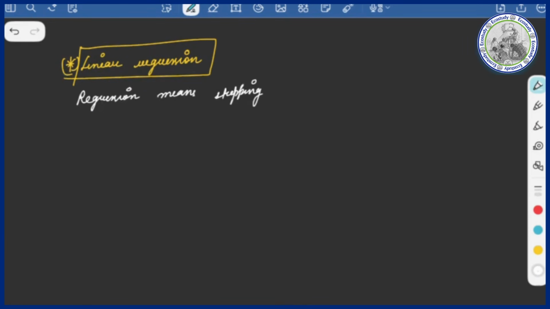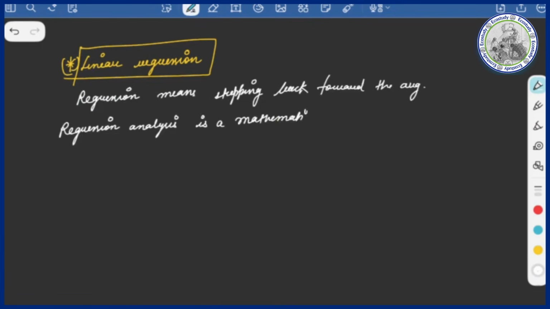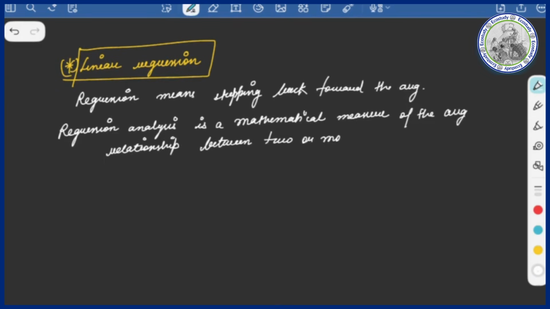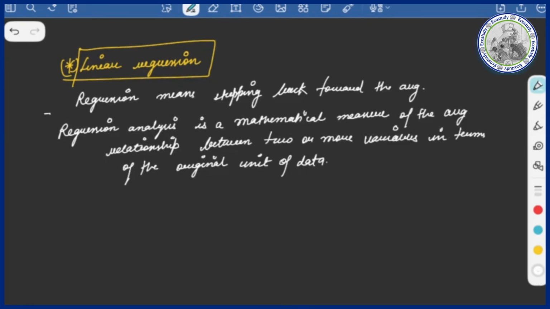stepping back toward the average. Okay. So regression analysis is a mathematical measure of the average relationship between two or more variables in terms of the original unit of data. So this is your definition of regression analysis.